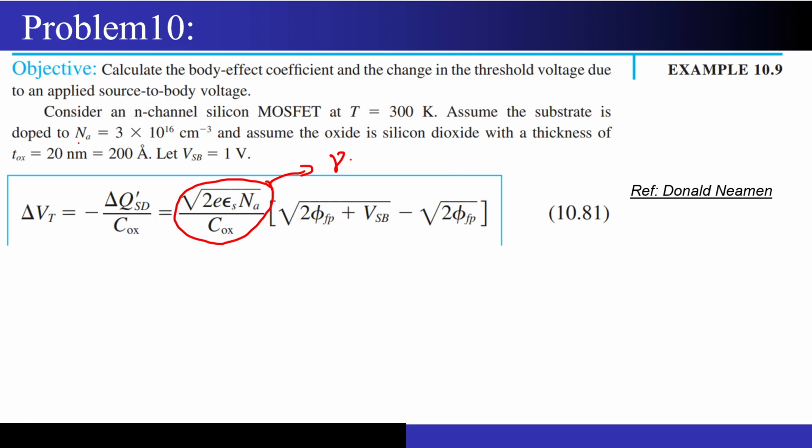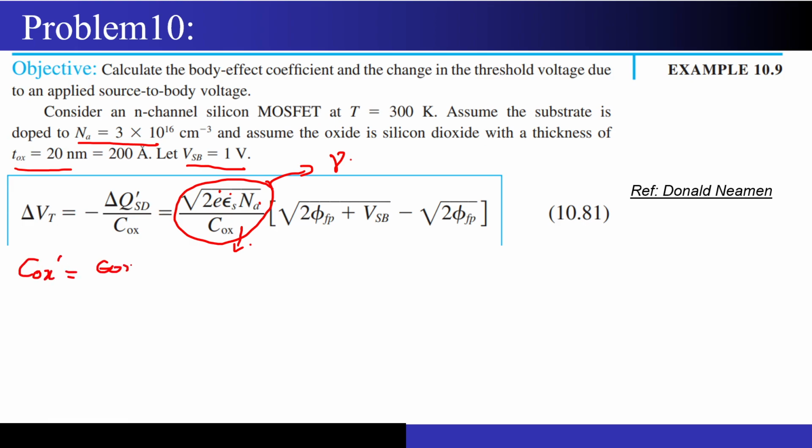They have given us the doping data, the thickness of the oxide, the VSB of 1 volt, and the standard temperature. Now to calculate the gamma, I have a doping concentration, I know the dielectric constant, and I know the value of Q. I don't have the value of Cox ready-made, so Cox I can easily find.